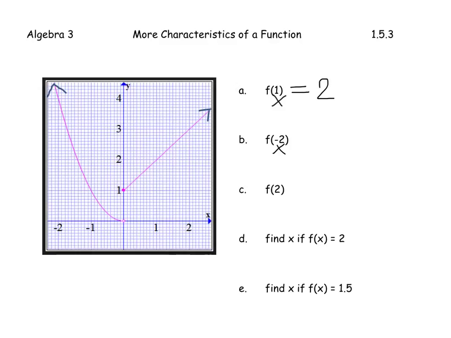When x is negative 2, we can trace up and trace over and identify that the graph's value is 4.3, wasn't it? At the function at an x value of 2, we can trace up, we can trace over, and that would be a value of y equals 3.